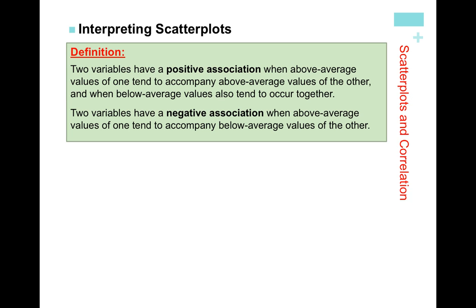So here we've got the positive and negative associations defined, and it is pretty wordy for positive, like above average values of one variable accompanying above average values of the other. All that positive association is really telling us is that as one variable increases, the other also increases. Negative association, again, is a really wordy way of saying as one variable increases, the other decreases.